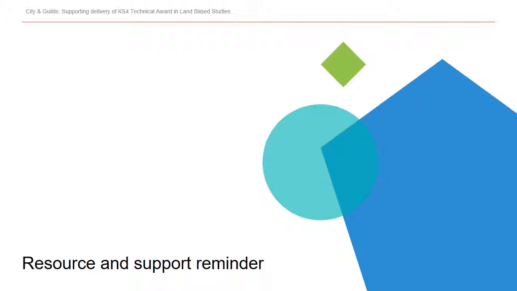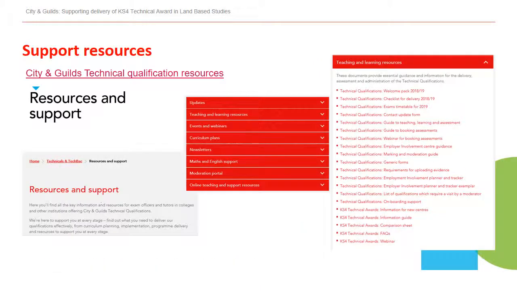So this next section is where to find the resource and supports available to you. This slide shows you a screenshot of where you can find all these resources. They are all free to download and provide information to help with your delivery, teaching and assessments. There is a dedicated section for Key Stage 4, as you will see on the right side of your screen, and resources and support available for teaching and learning, curriculum plans, help with maths and English support, and all of your online teaching and support resources.